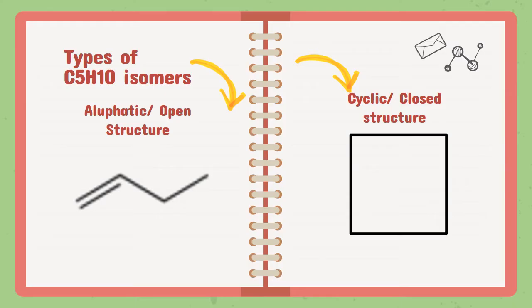Okay, so there are two types of pentene isomers. The first one is aliphatic. As you can see, it forms an open structure because the first point does not meet the end point. The cyclic or closed structure is the exact opposite of the aliphatic: when the first point meets the end point, it creates a closed structure.